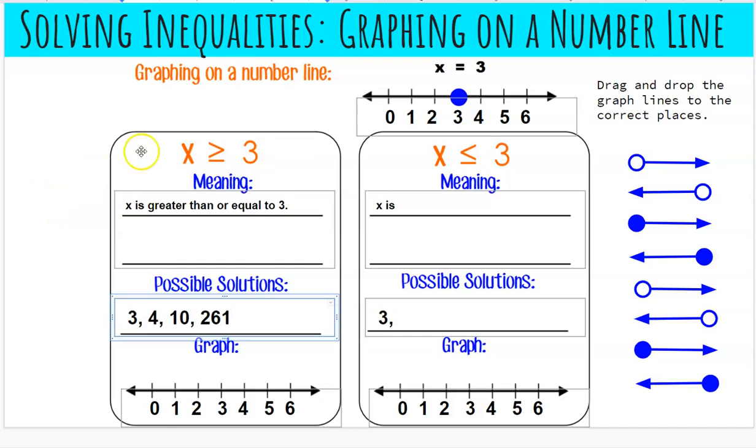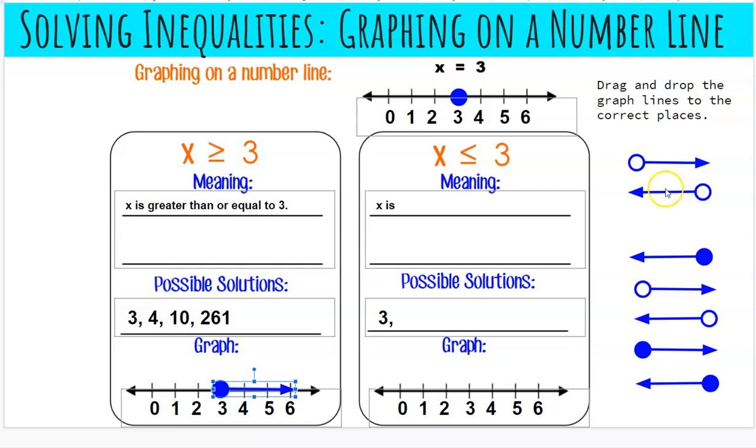So how do we graph that? Since it's equal to 3, we need a dot that's closed in, like this one. But we also need an arrow that shows all the other solutions. So I'm going to pick this one right here. This shows a dot that is closed in. That represents that it can be 3. But this arrow means it can be anything this way too. It can be 4, 5, 6, 10, 261, anything that side of the dot. That's how you graph it.